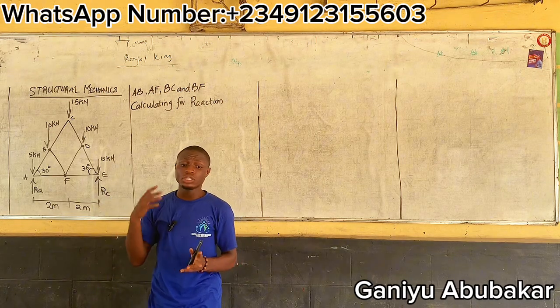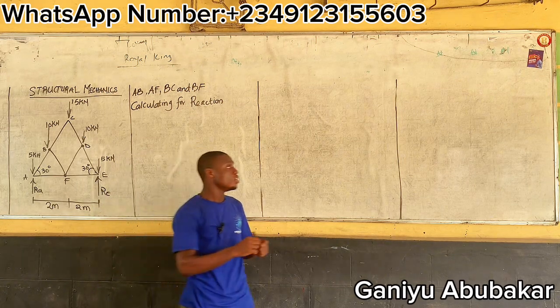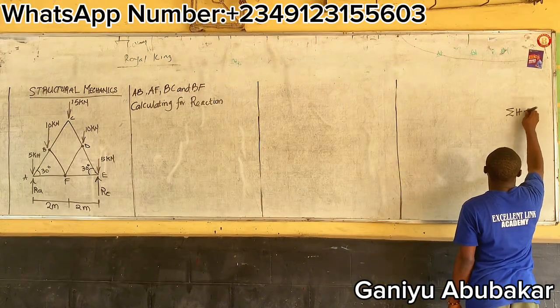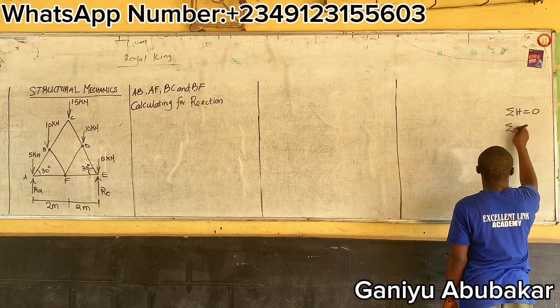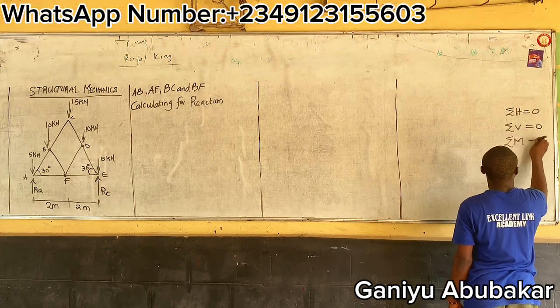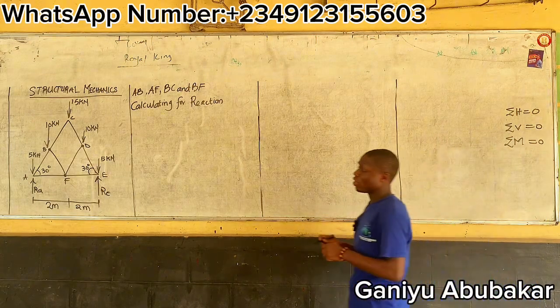We use the three laws of equilibrium, right? The first says summation of H equals 0, summation of V equals 0, and the moment at a point is 0. So let's apply these conditions one after the other.